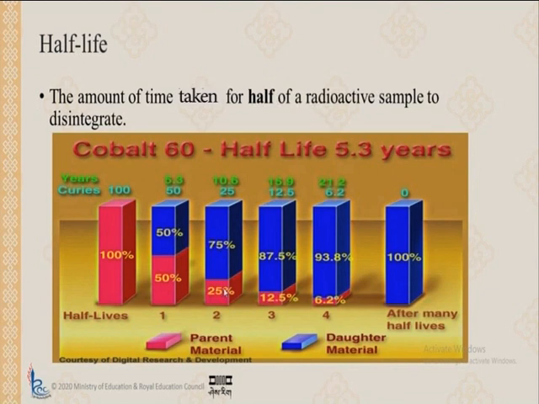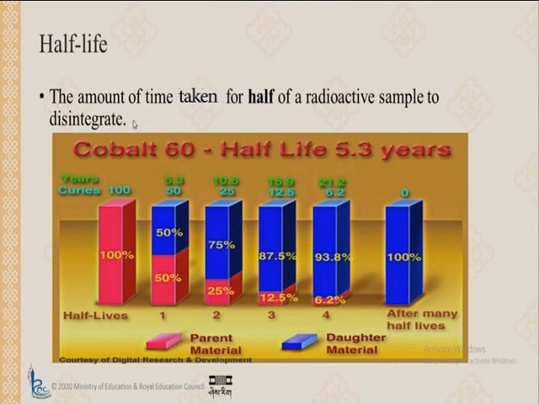Another same concept, 25%, half of this concentration is 12.5. It takes another 5.3 years to reach this concentration. So it goes on and on until all the radioactive substance is disintegrated and forms a new stable element. That new stable element is known as daughter nuclei, and the first picture represents the parent material.